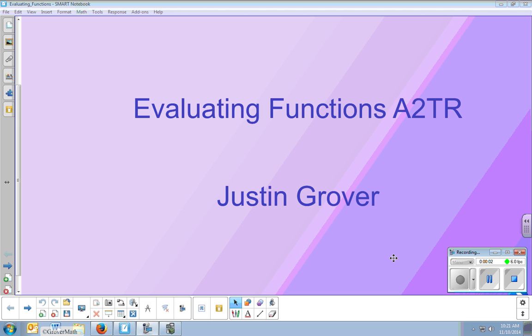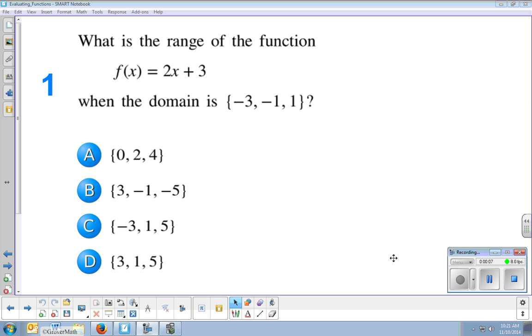Evaluating functions, Algebra 2 Trigonometry. What is the range of the function f of x equals 2x plus 3 when the domain is -1, -3, and +1? So I've mentioned this f of x notation before. This is the function notation.